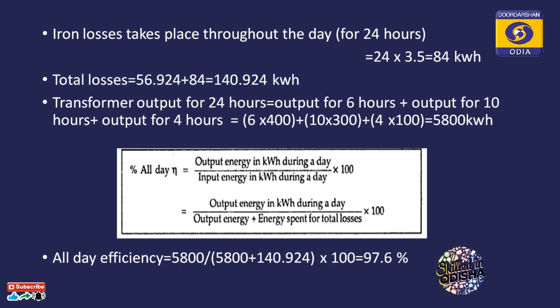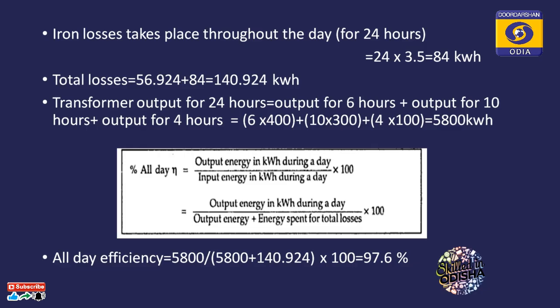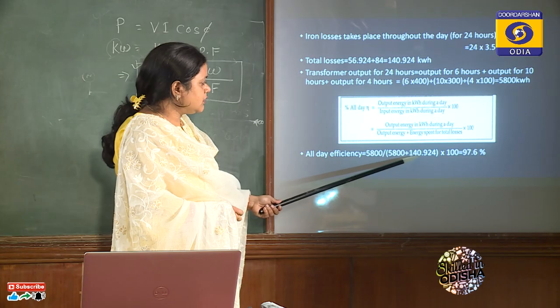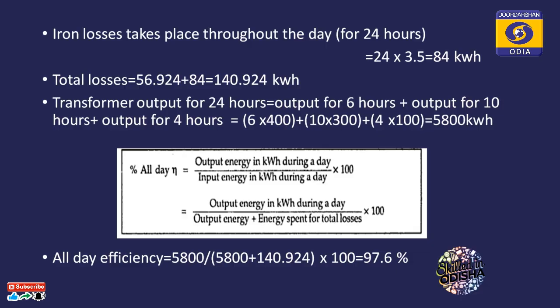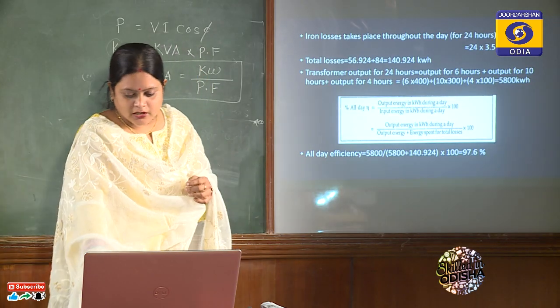Now this is the formula. We put the value of output energy in kilowatt hour during a day, which is 5800, divided by 5800 plus 140.924, which is the total losses, into 100, that is the percentage. So the answer will be 97.6%. That is the all day efficiency of a transformer.